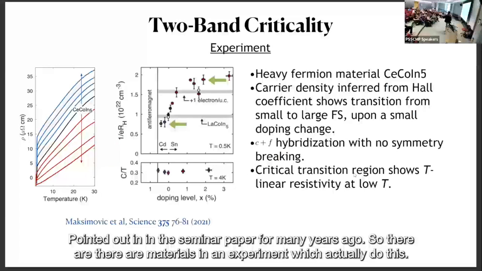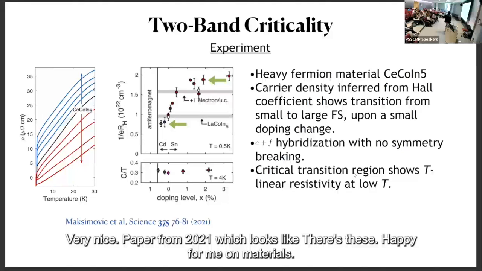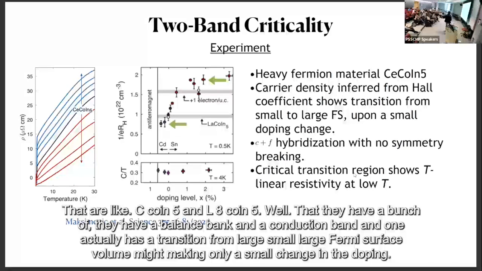There are materials in experiment which actually do this. There's a very nice paper from 2021 which looks at heavy fermion materials like CeCoIn5 and LaCoIn5, where they have a valence band and a conduction band, and one actually has a transition from large to small to large Fermi surface volume by making only a small change in the doping.